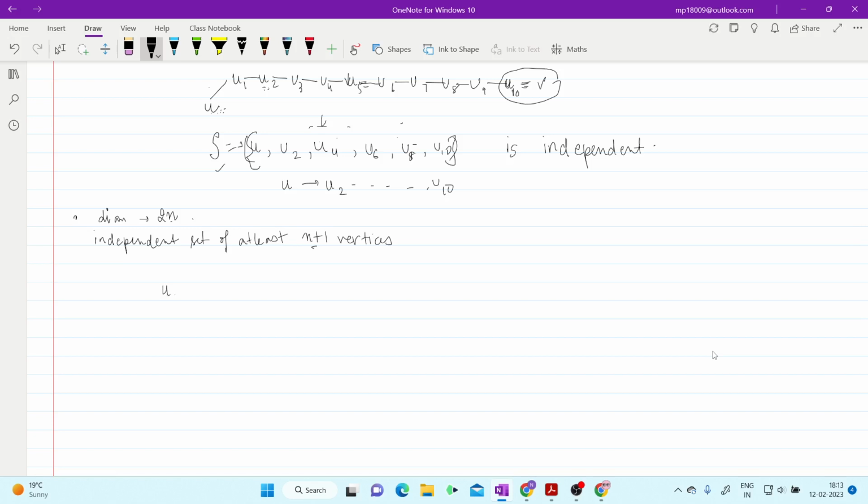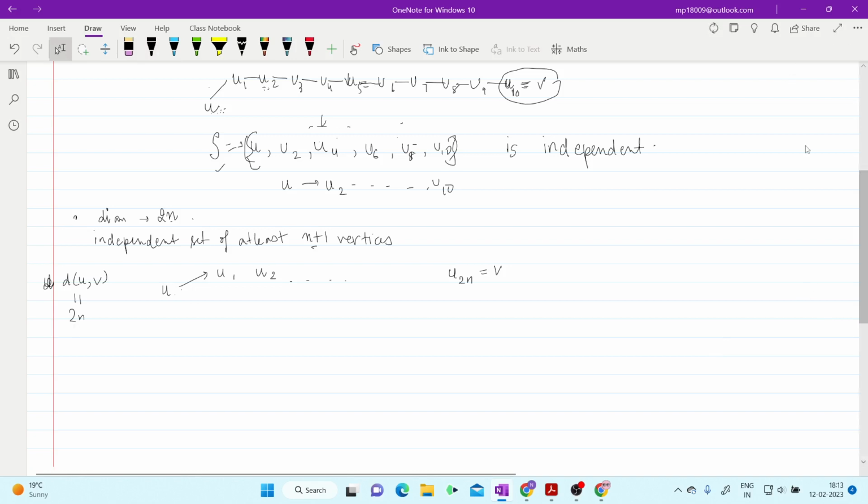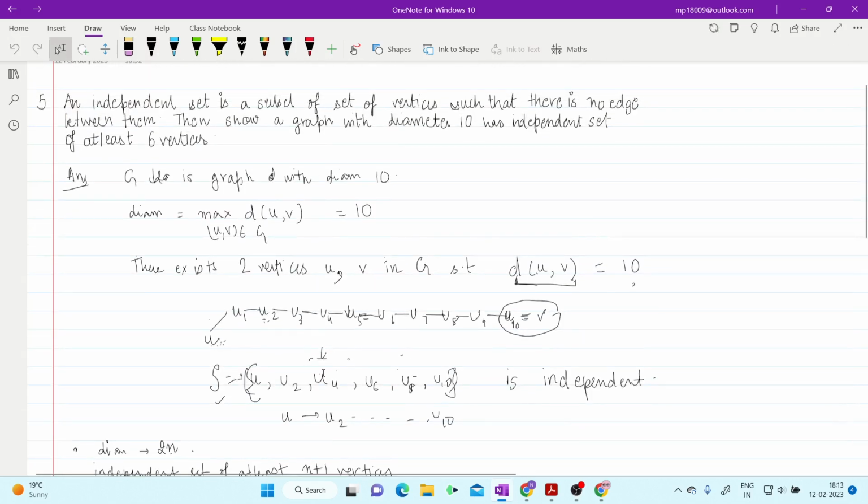So we have u, and then we have u1, u2, till u2n, v. If the diameter is 2n, suppose the shortest distance between u and v is 2n. Here vertices are 11 and diameter is 10. In this path, the vertices are 11 and the diameter is 10.